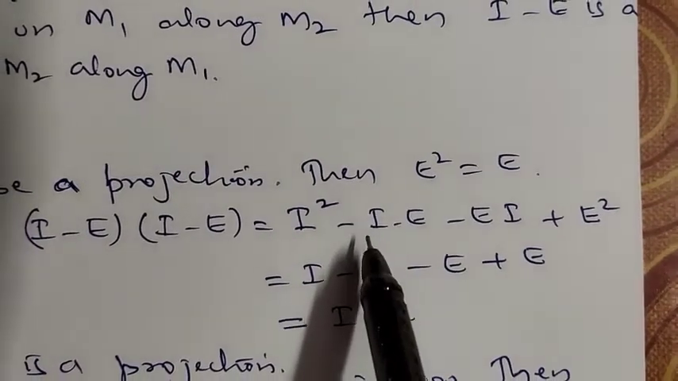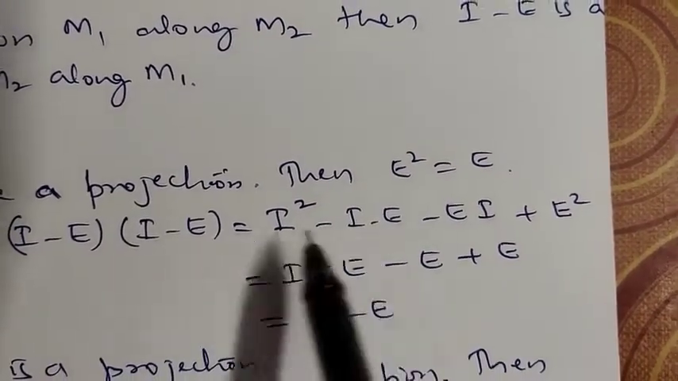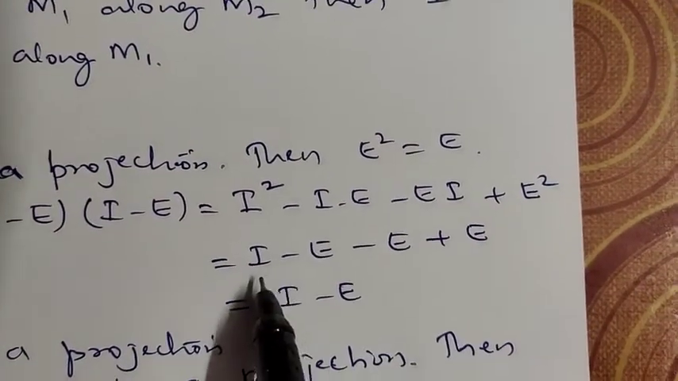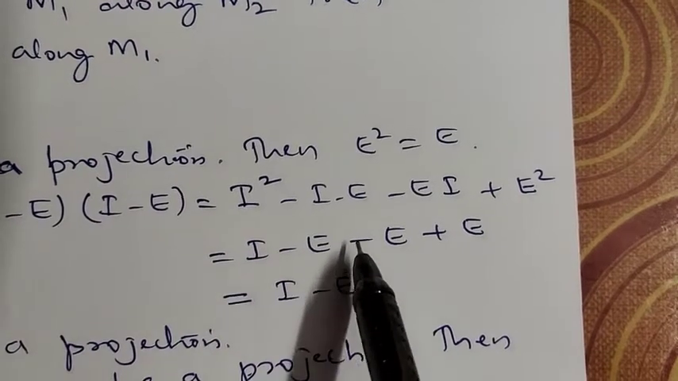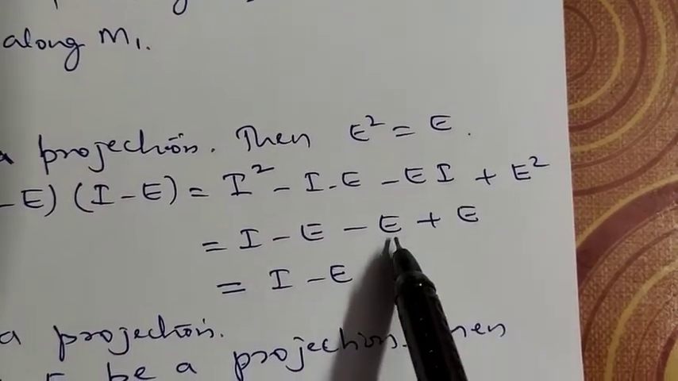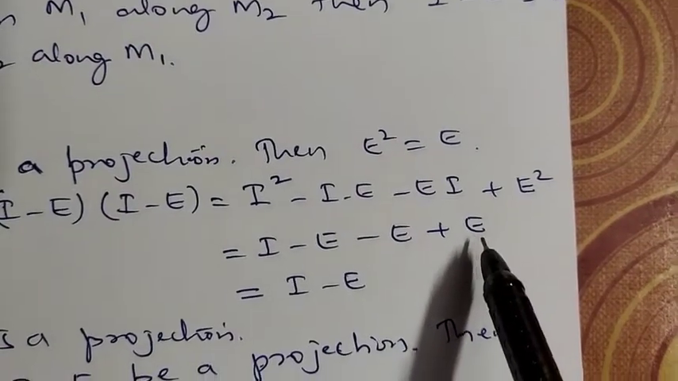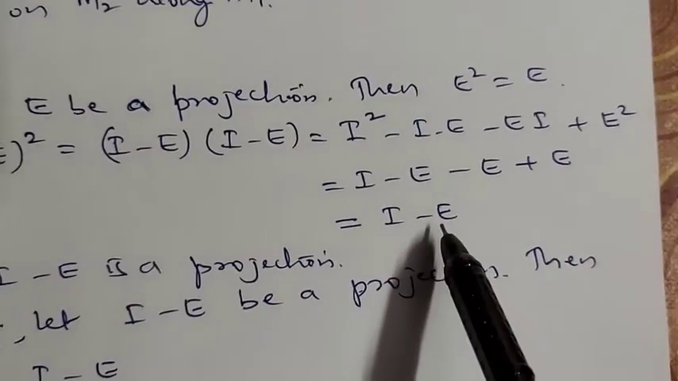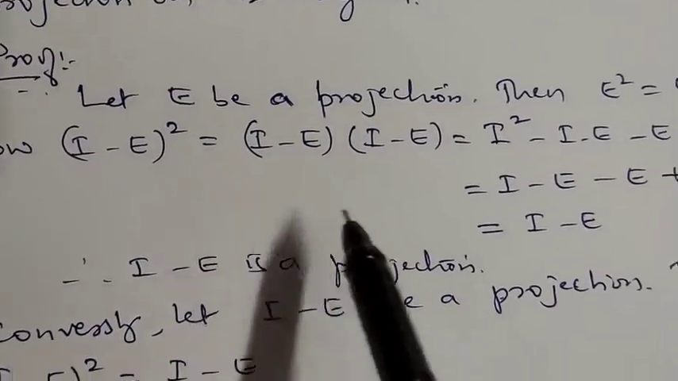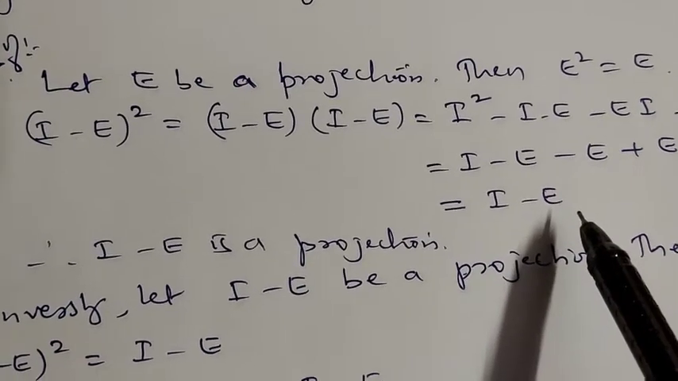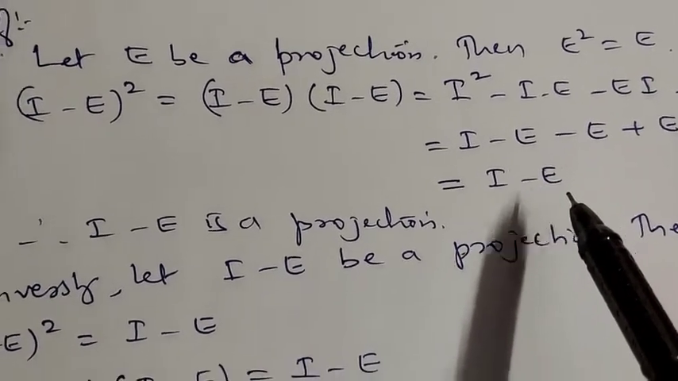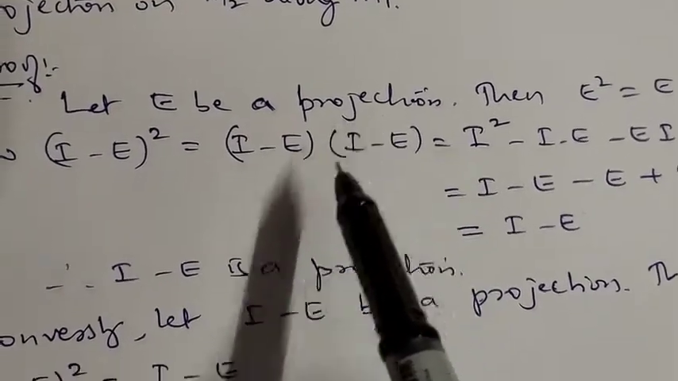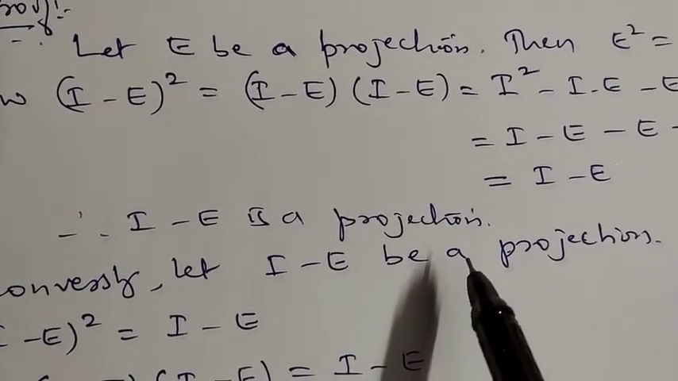If you make a product, this is I into I square minus I into E minus E into I plus E into E square. So that's equal to I square, which is I itself, minus E, I into E is E, minus E into I is E, plus E square is E itself. Therefore, plus E minus E get cancelled. So this is I minus E. Therefore, I minus E whole square is equal to I minus E, means I minus E is idempotent. If I minus E is idempotent, then we declare that I minus E is a projection. So if E is a projection, then I minus E is also a projection.